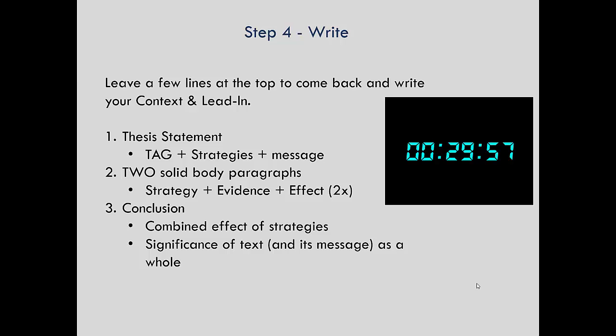Move on to your 2 solid body paragraphs. Your body paragraph should be about 7 or 8 sentences long a piece if you're following the template that we used in class. You want to identify strategy, select specific and short pieces of evidence that are blended neatly and smoothly into your own sentences, and describe the effect of that on the audience. Do this 2 times for 2 solid body paragraphs.